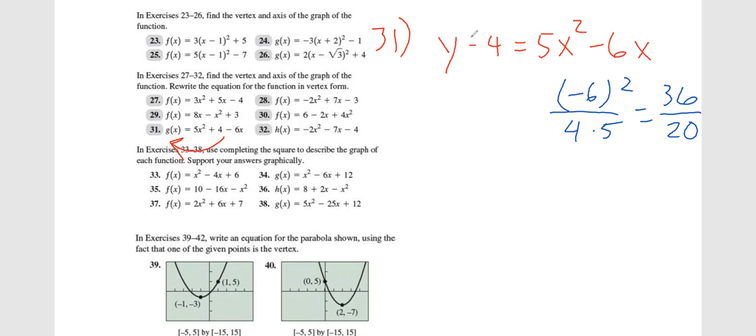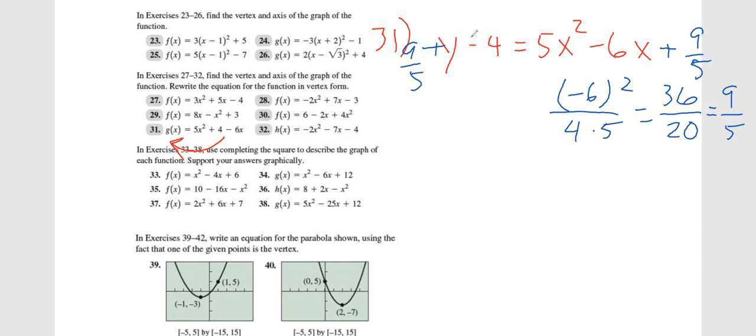Okay, so the question is, should I leave it like that or simplify it? We can simplify, that'd be 18 over 10, that'd be 9 over 5. Okay, so 9 over 5, right? Take 5 out of it, 4 out of the top and the bottom. So we're going to add 9 over 5 to both sides.